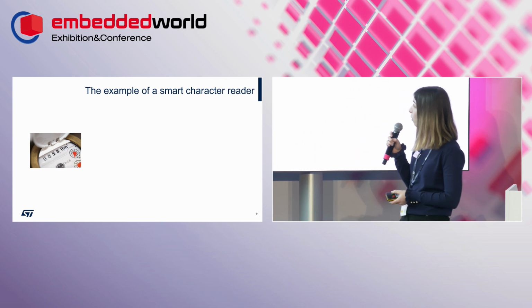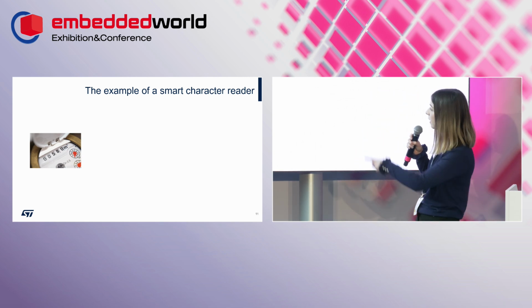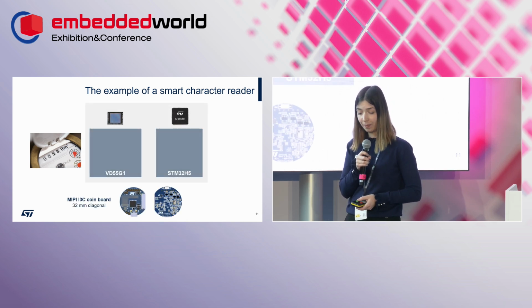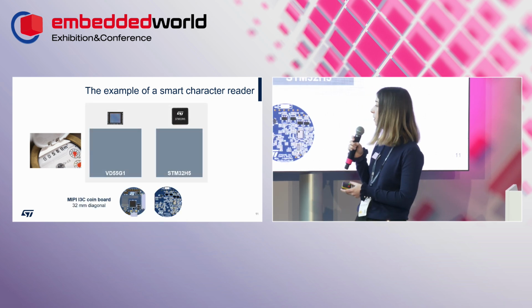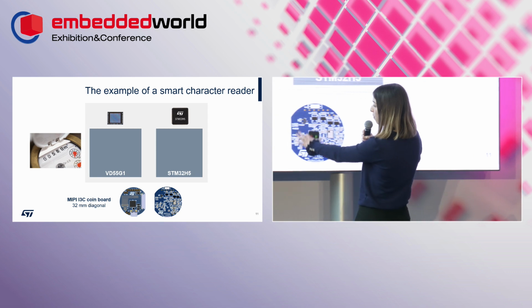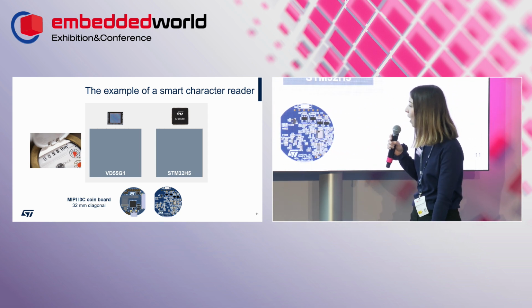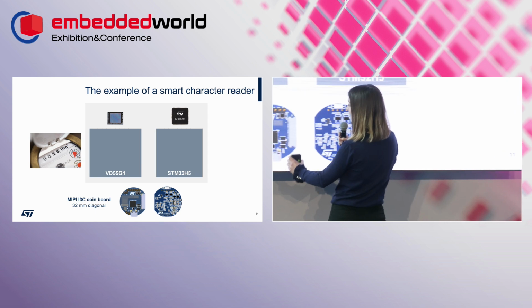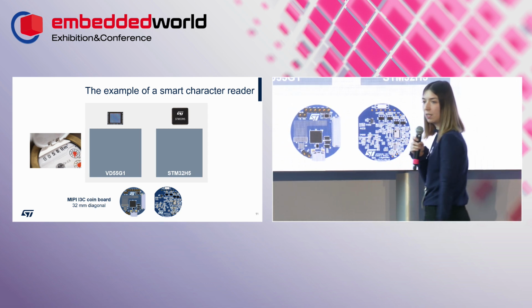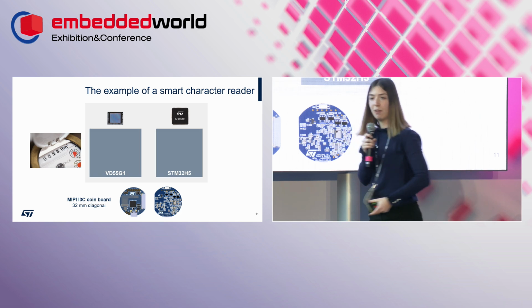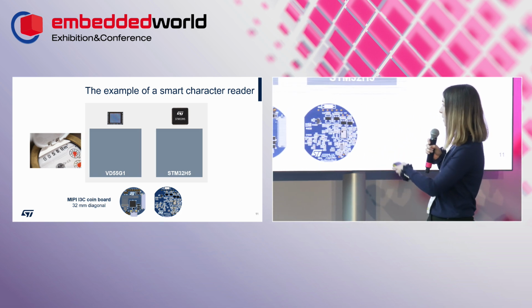To show you a very simple example, a very basic one, in the example of a smart water meter reader, a typical architecture. So you have here a presentation of a board that exists, that is available on our booth, if you want to have a look afterwards. On this board, we put our VD55 G1 image sensor integrated into a tiny camera module, plus the STM32H5 microcontroller, all on the same tiny chip.